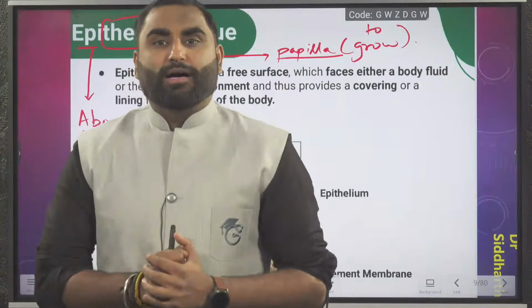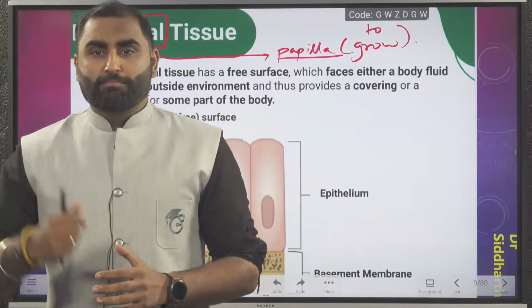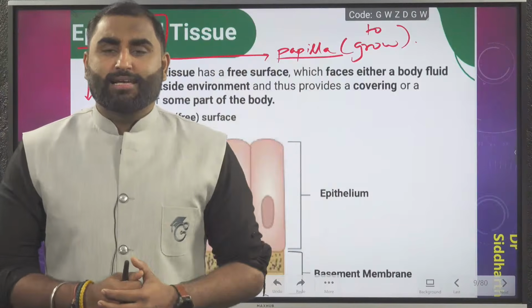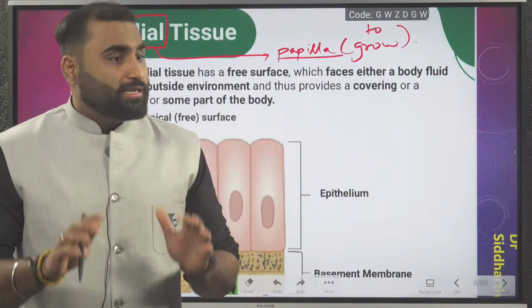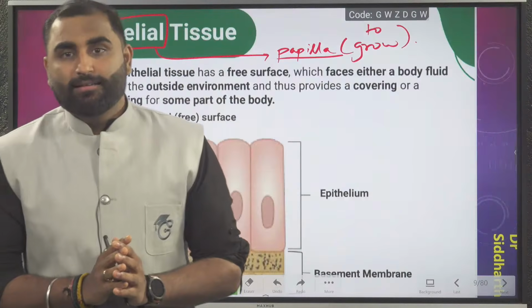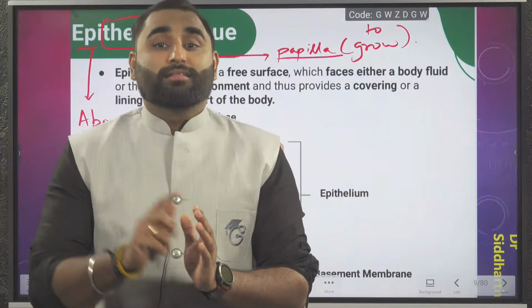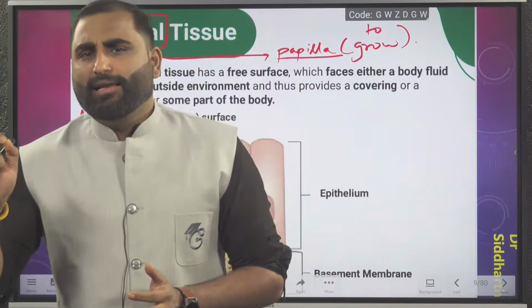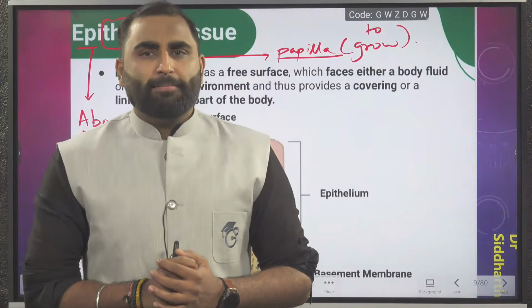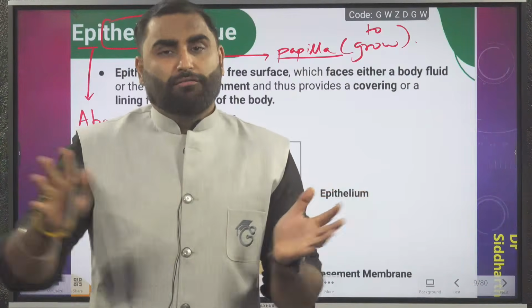Then we will classify the epithelial tissue: single layer, simple, multiple layer of cells, compound or stratified. We will come to that. But first, we have to understand what are the characteristic features of epithelial tissue. Because some features of epithelial are very different from the other tissues.